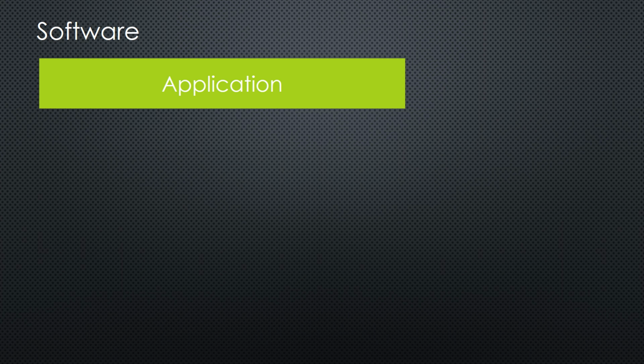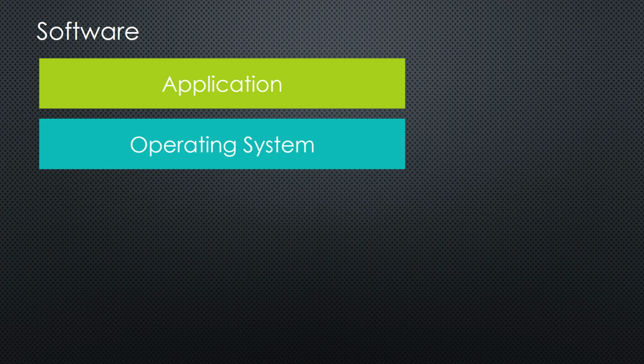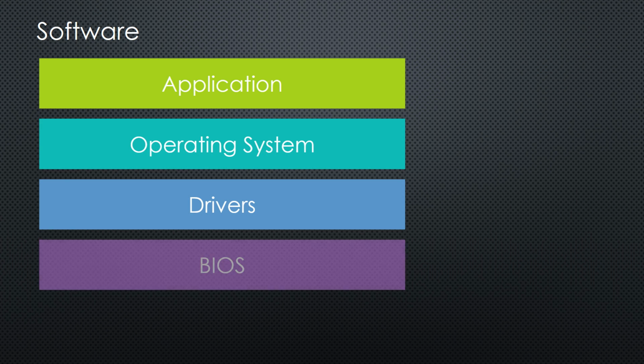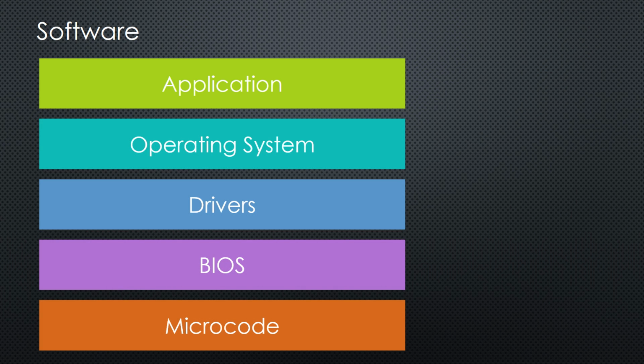On the software side, we really have a layered type approach. The layers consist of the application, the operating system, the drivers, the BIOS, and what I'll call microcode here. It's a top-down system from complexity to simplicity, from wide availability to very small amount of interaction.